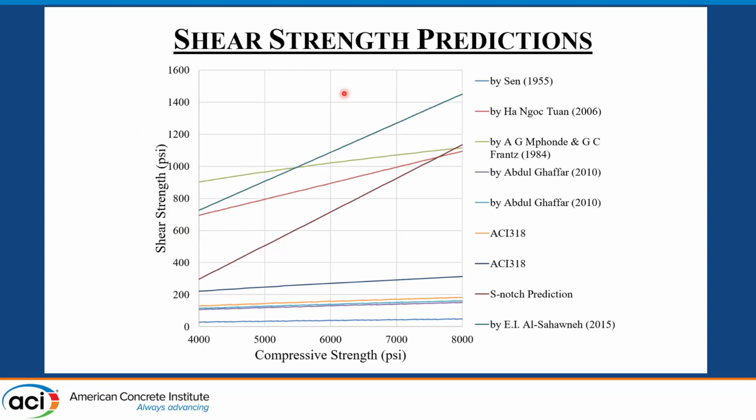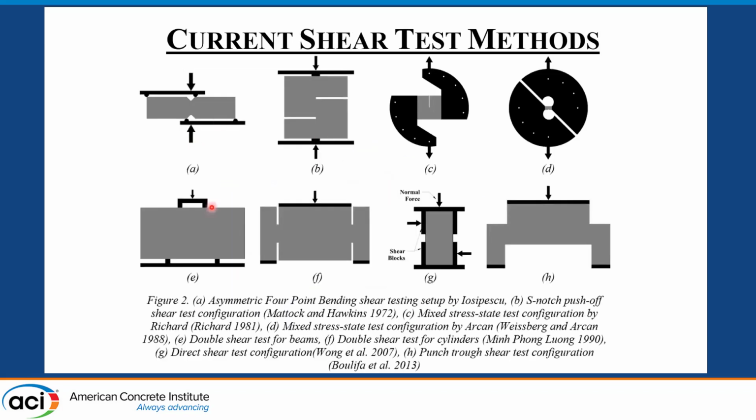Like I mentioned before, we have several models to predict shear strength of concrete, and these are some of them that are plotted on one graph to show how much the predictability of the models differ from one another. And these are derived from various geometries, like I've shown here.